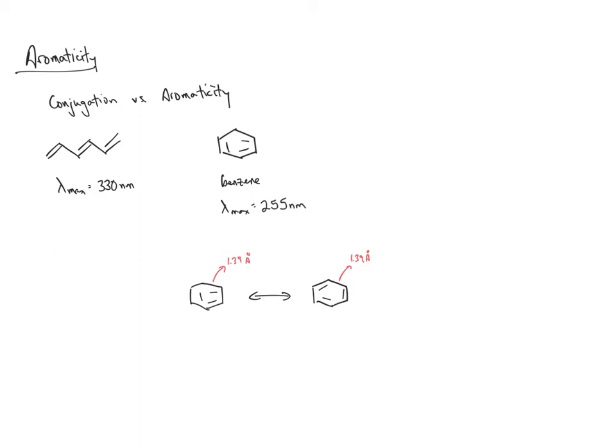But in the case of hexatriene, the single bond is 1.34 angstroms, and the double bond is 1.47 angstroms. Oops, that's the opposite. The single bond is 1.47 angstroms, and the double bond is 1.34 angstroms. And so these alternate between short and long.